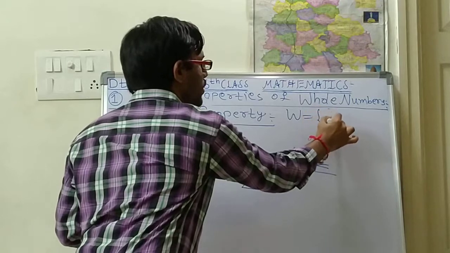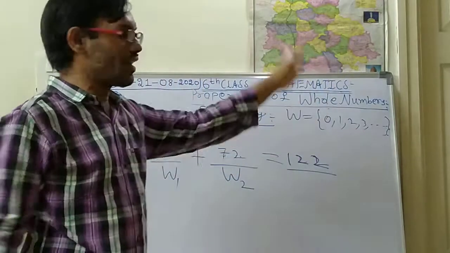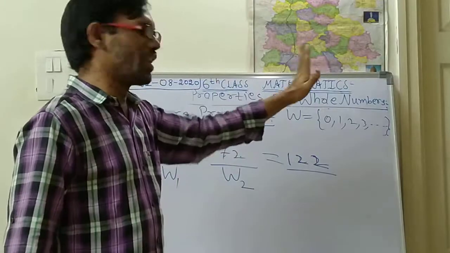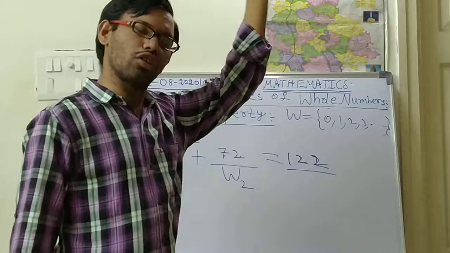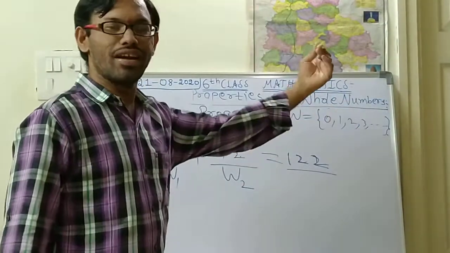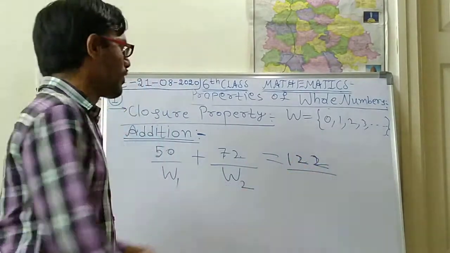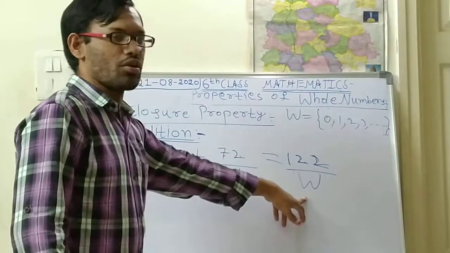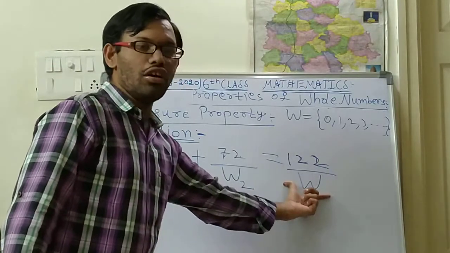W is equal to the set of 0, 1, 2, 3 and so on up to the end. That means 0, 1, 2, 3 and so on up to so many numbers: more than 10 crores, 100 crores, like that the numbers go on. The last number we don't know, and it doesn't exist. So in that set 122 will be there. So this is also a whole number only. So W1 plus W2, what is happening? The result is also a whole number only.